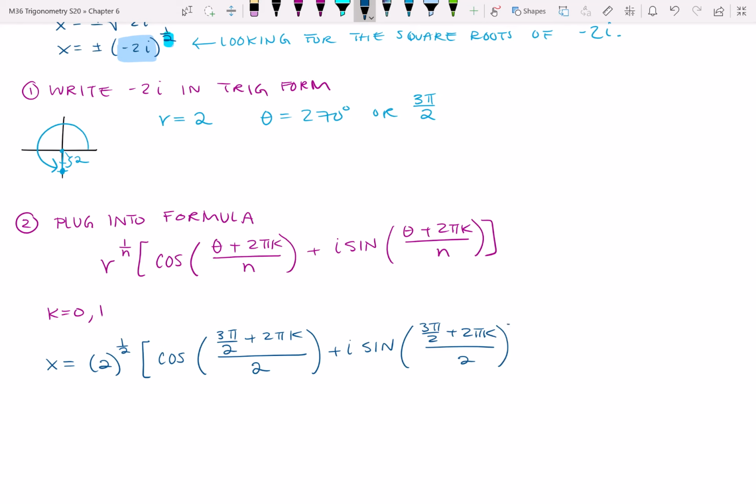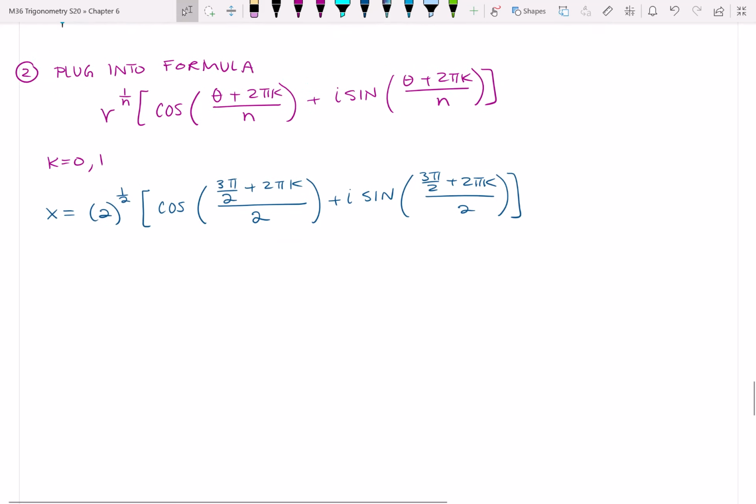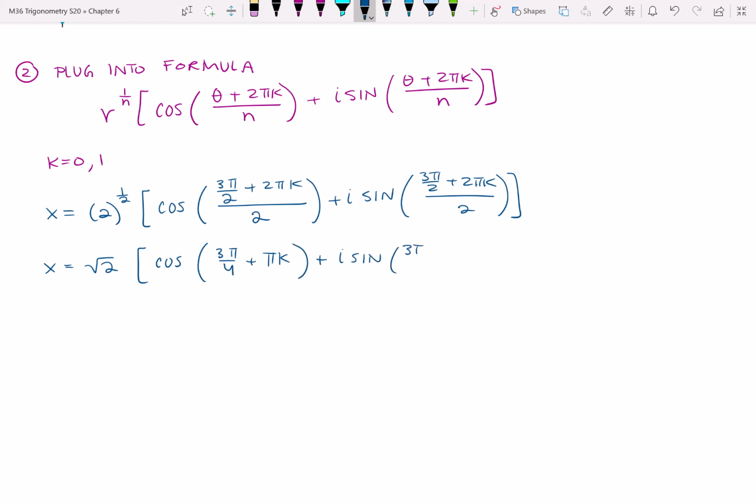So again, before I actually plug in values of k, I'm going to clean this up a little bit. So I get x is equal to the square root of 2 times cosine of 3 pi over 4 plus pi k plus I sine of 3 pi over 4 plus pi k. Alrighty, and so now it's time to plug in the values of k to find our roots. So k equals 0, let's do that one.